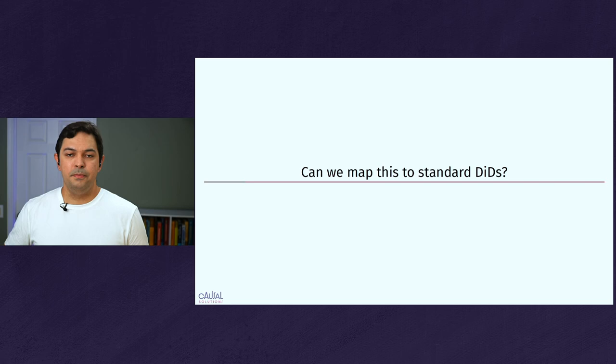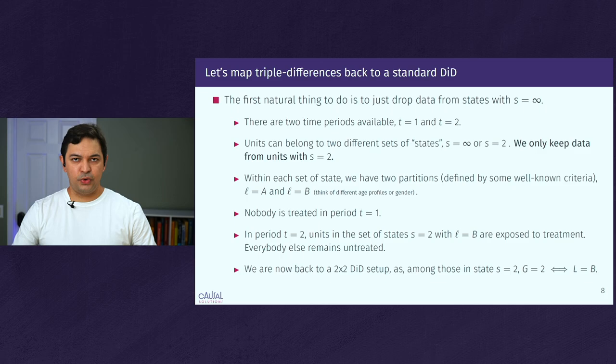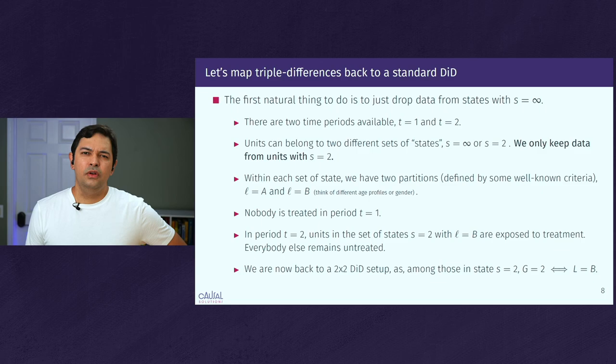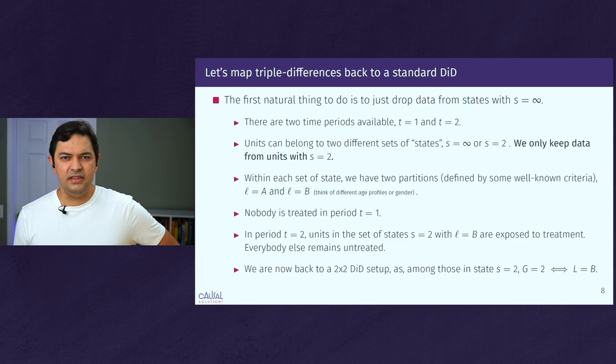So the easiest way to proceed, given our setup, is this. I have too many moving parts over here. I have states that are treated and states that are not treated, so states that have adopted this mandate and states that do not have the mandate. And within each of these states, I have those who are targeted by the policy, so married women between 20 and 40 years old, and I have the other units who are not part of the target population for the policy. So I have these two criteria.